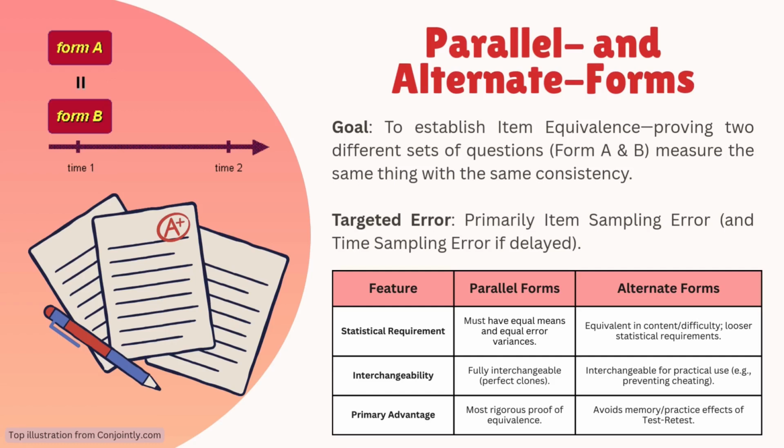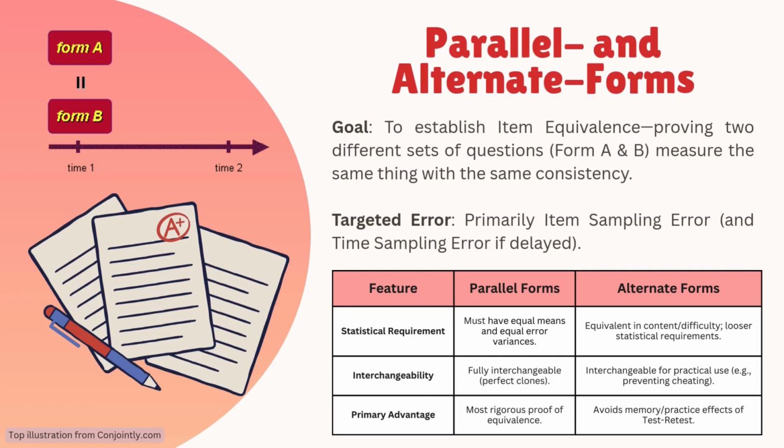So in the name itself, parallel and alternate forms, this means that in a specific test, there are at least two different forms, as mentioned, usually Form A and Form B. And as you have also possibly noticed in the title, there are two types of forms, parallel and alternate. While they are similar, they are not exactly the same, so let's differentiate them.